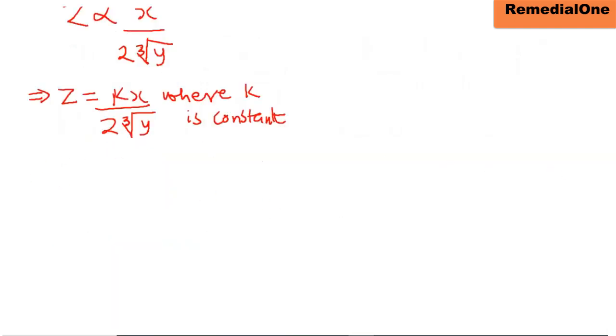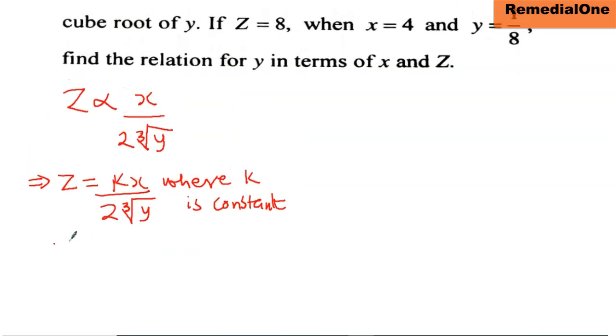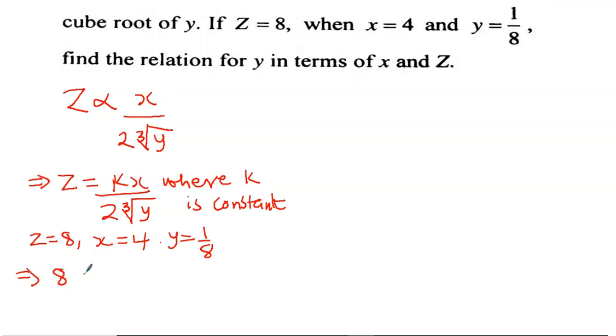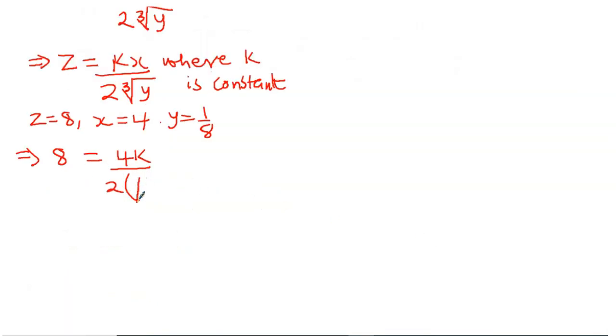So as I said, the initial values will be given to you. We have z to be 8, x is 4, and then y is 1 on 8. So let's substitute the values. So this implies that 8 is equal to 4k over 2 times the cube root of 1 on 8. So we have 8 is equal to 4k over 2 times the cube root of 1 on 8, which is half.